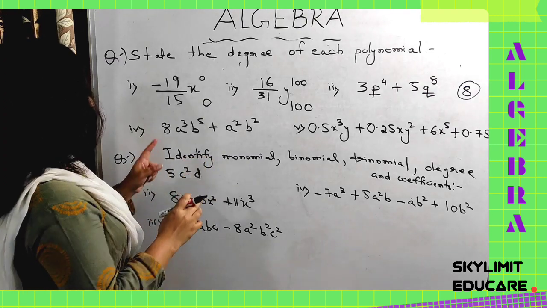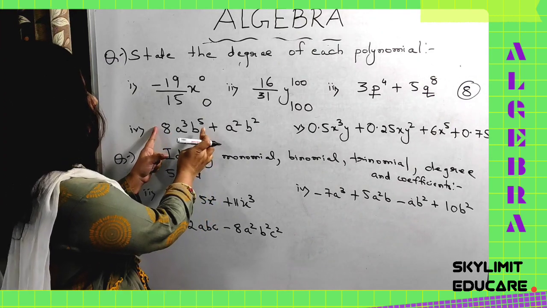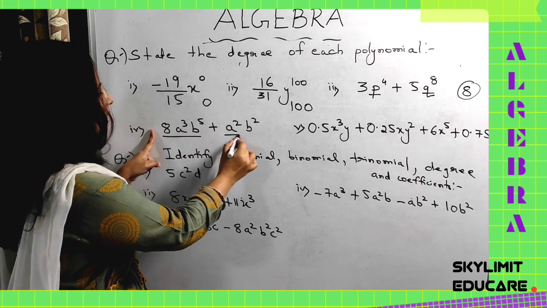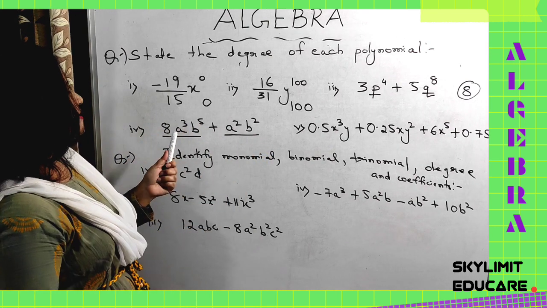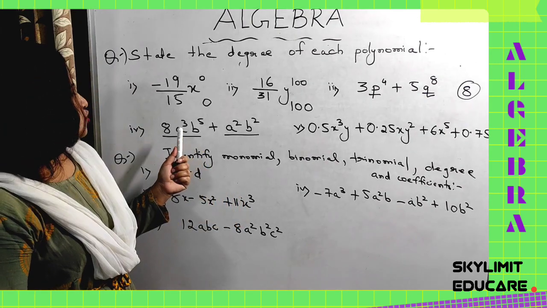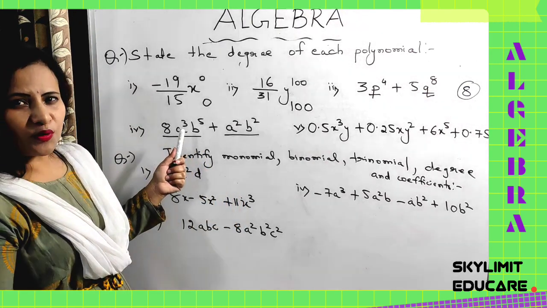Right? So now you can see here also this is one term, because after this there is a plus sign. So this is one term and this is the second term. Now in this first term you see there are two variables. Right? There are two variables. So these two variables are having different exponents, powers.